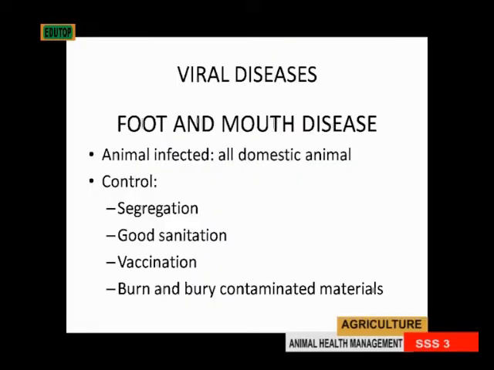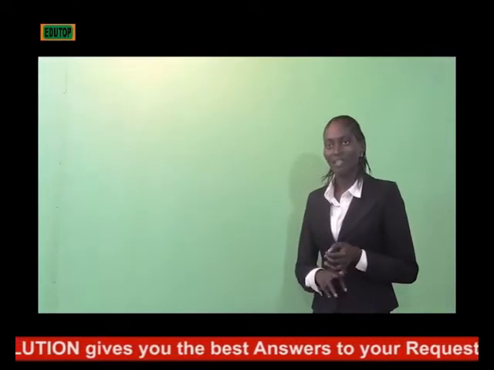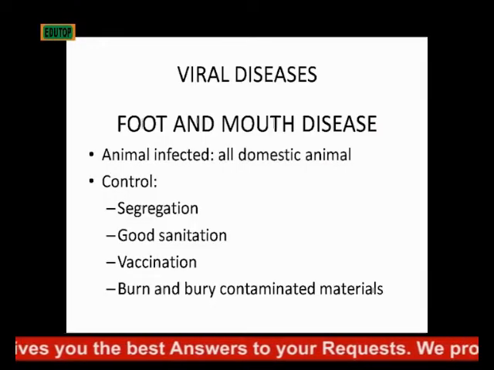How do we control it? First is segregation. Once you notice an animal that is affected by foot and mouth disease, just separate it from the other ones so that you don't have all your animals infected. So you first separate the infected animal. Then good sanitation is another thing.